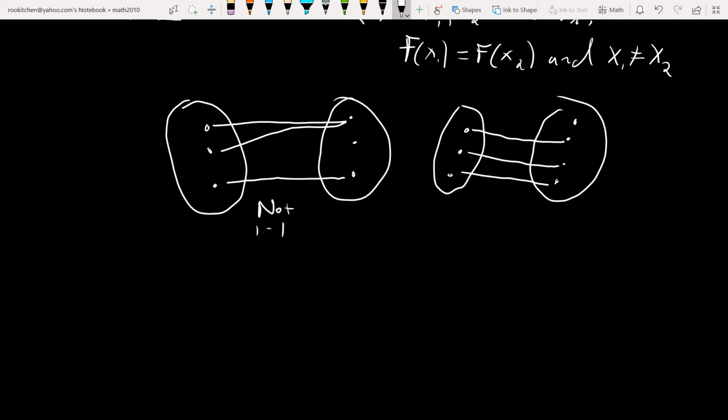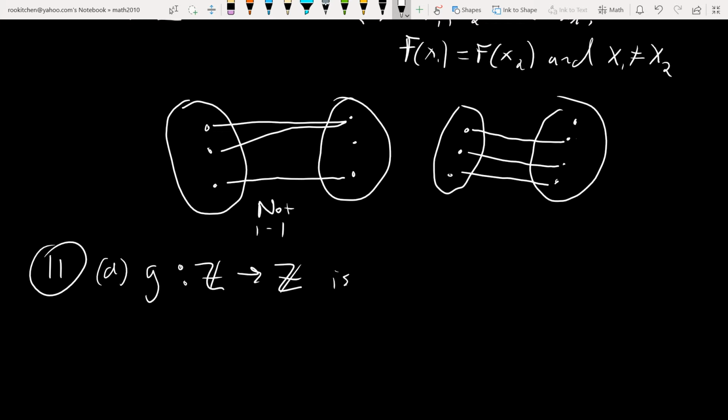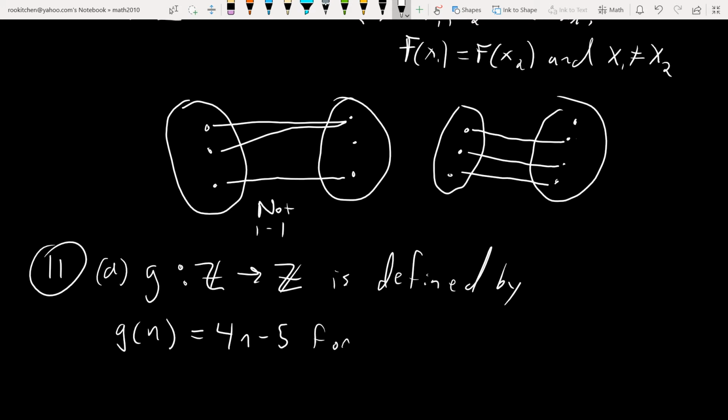The proofs for being one-to-one aren't that hard. So number 11, part A, we have this function going from the integers to the integers, and we define it by g of n equals 4n minus 5, for all integers n.